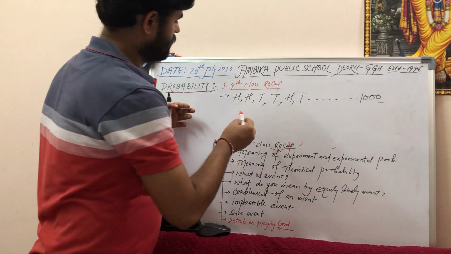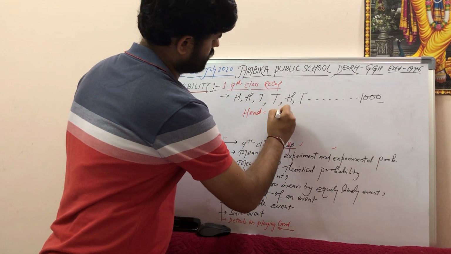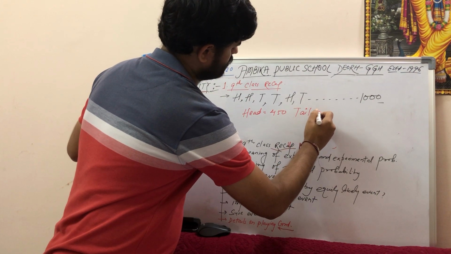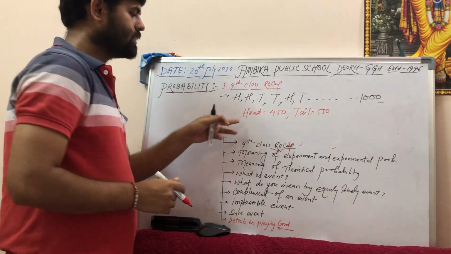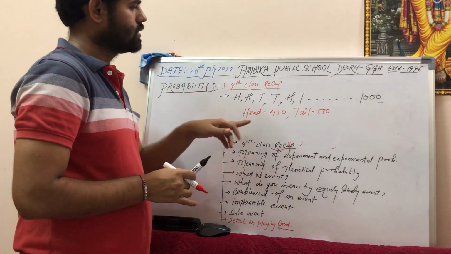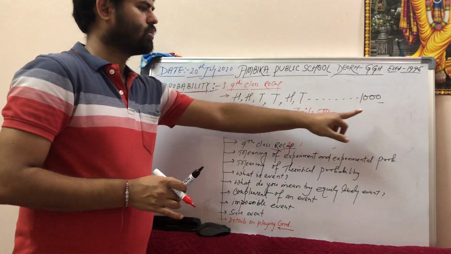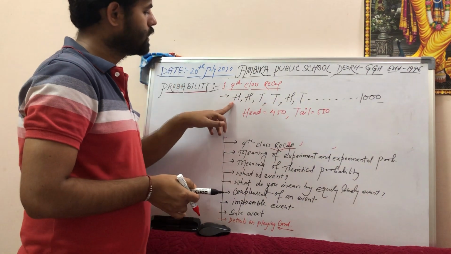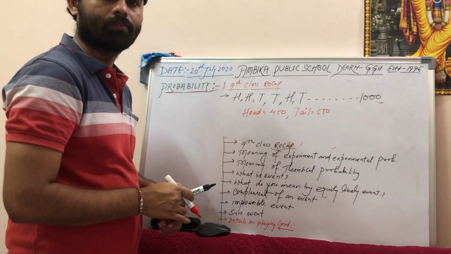Let us say I have got head 450 times and tail 550 times. This is the experiment, and I have given the actual numbers. Let us say I am going to do the experiment 1000 times. Of course, when you do the experiment with your coin, you will get either head or tail. You cannot get head and tail both at the same time, right?